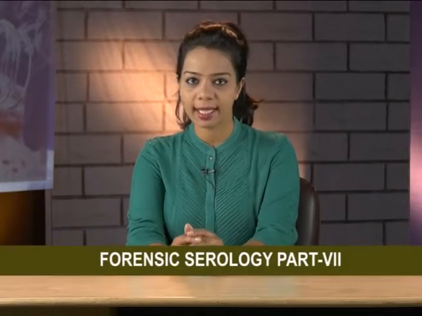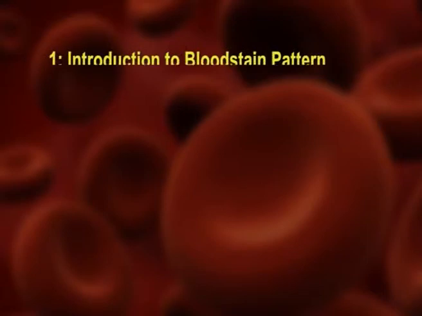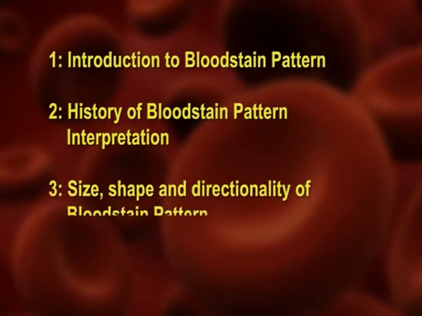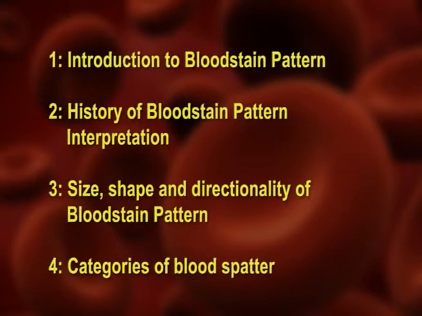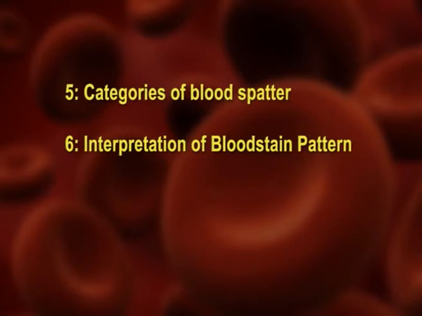Today's topic of our discussion and learning is all about Forensic Serology, Part 7. We will be studying the following modules today. Module 1, Introduction to Bloodstain Pattern. Module 2, History of Bloodstain Pattern Interpretation. Module 3, Size, Shape and Directionality of Bloodstain Pattern. Module 4, Categories of Blood Spatter. Module 5, Categories of Blood Spatter Continued. Module 6, Interpretation of Bloodstain Pattern. And Module 7, Conclusion.